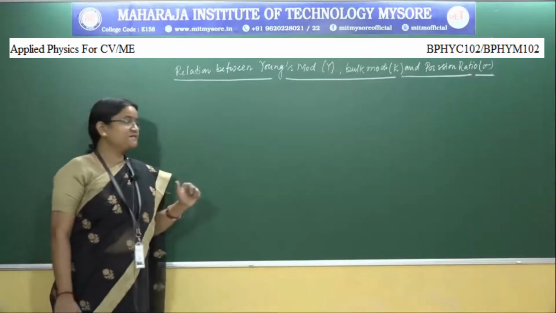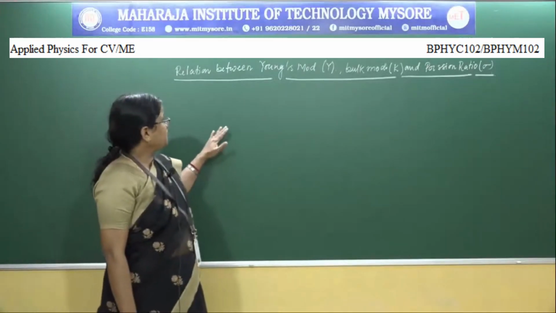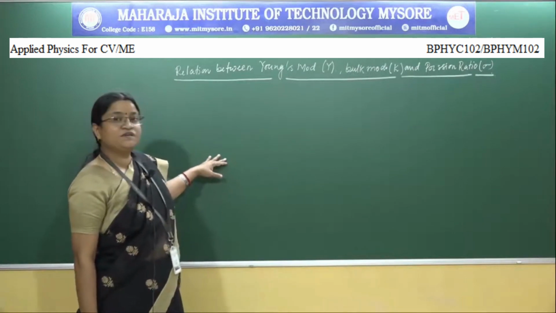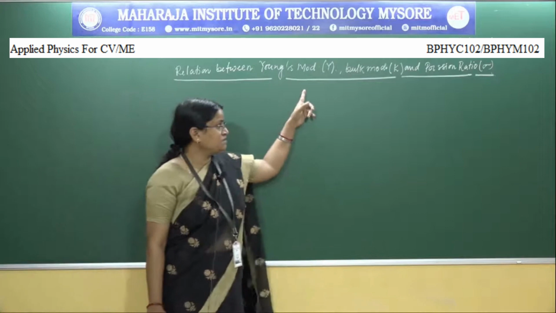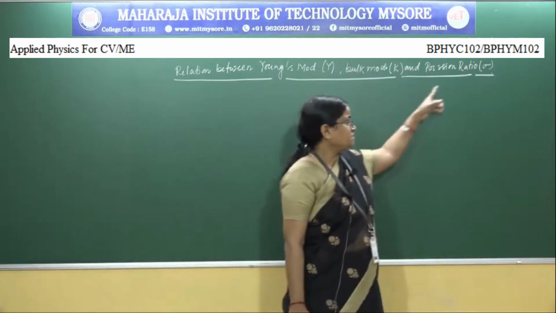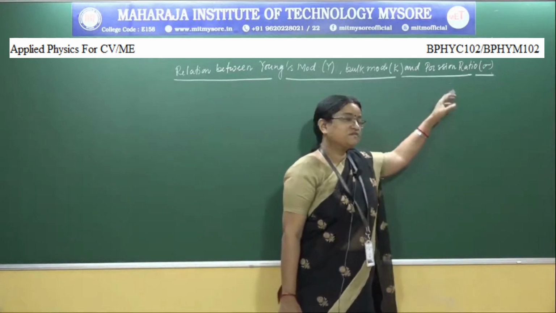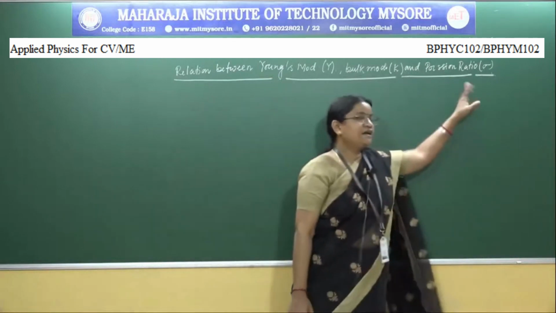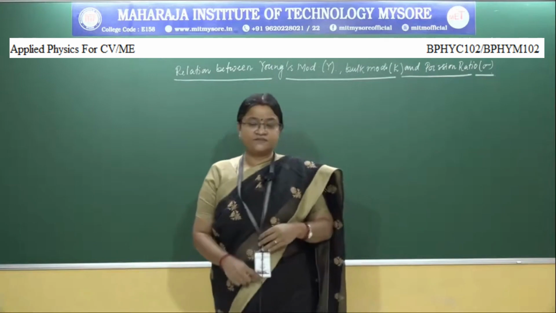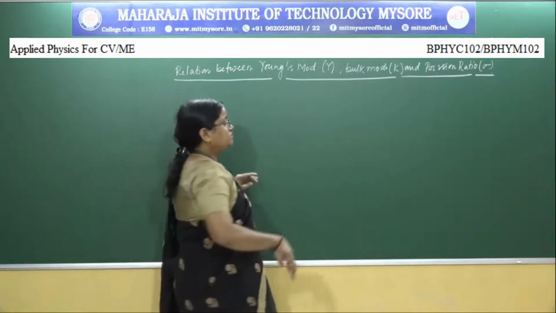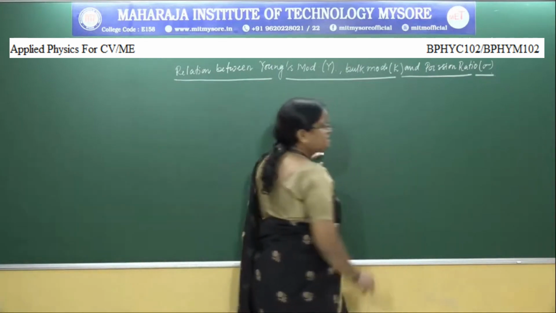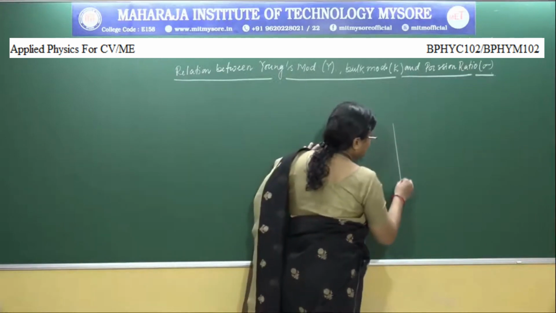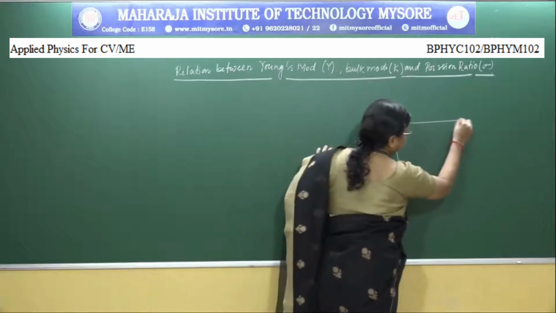Hello students, today we are going to cover the topic relation between Young's modulus, bulk modulus and the Poisson ratio, which is denoted by Y, K and sigma respectively. So, to derive this relation, we will consider a cubical structure.